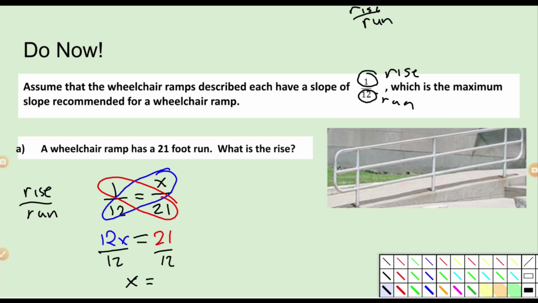So we're going to go 21, sorry, 21 divided by 12, and the answer is 1.75 feet. So for a 21-foot run, the highest rise that you should have is 1.75. You can have lower, that'll be fine, but you can't have more than that. All right, let's go to the next problem.